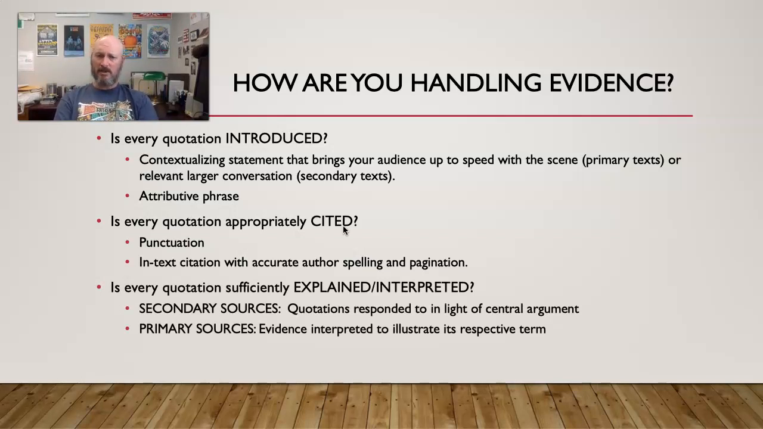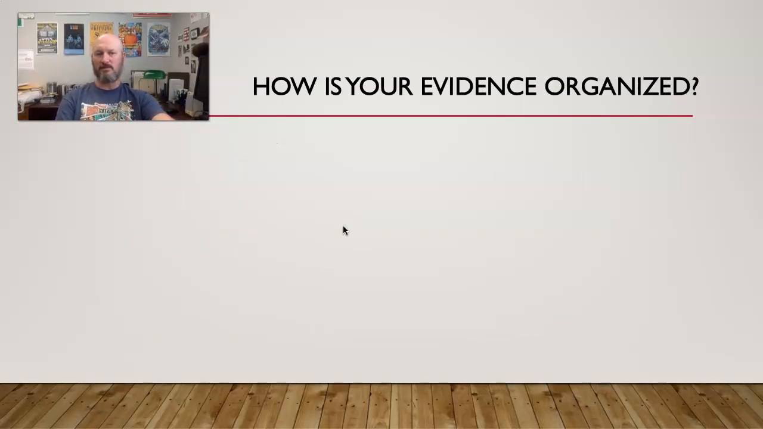Finally, you want to make sure that every quotation that you quote is sufficiently explained or interpreted. With a secondary source, that means that you are agreeing with reasons, you are disagreeing with reasons, or you're agreeing with some of what the author is saying or disagreeing with other parts. With a primary source, you got to make sure that you are interpreting the symbol, the scene, or the action. You're not going to agree or disagree with a story or with a poem. Instead, you're going to pull something out of it and you're going to explain how it's illustrating the main point of your research essay. So that's the second part of the rubric, is making sure that we're handling evidence appropriately.